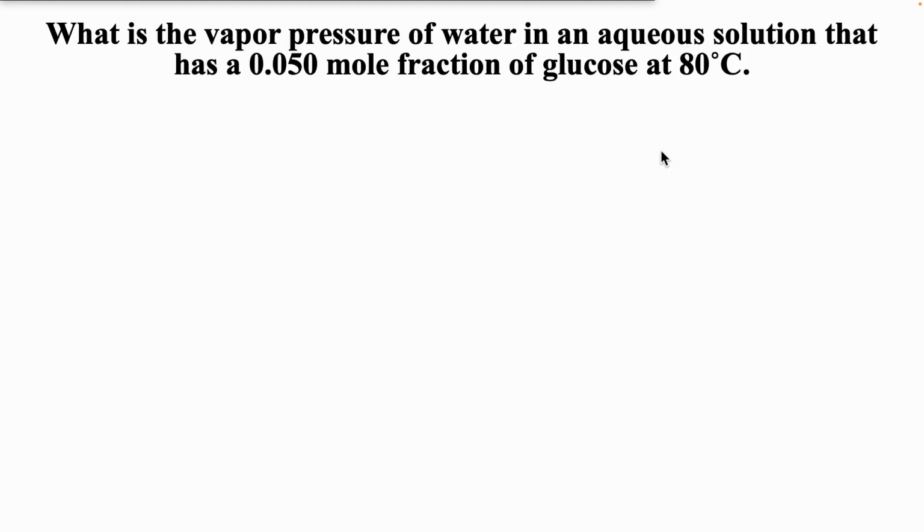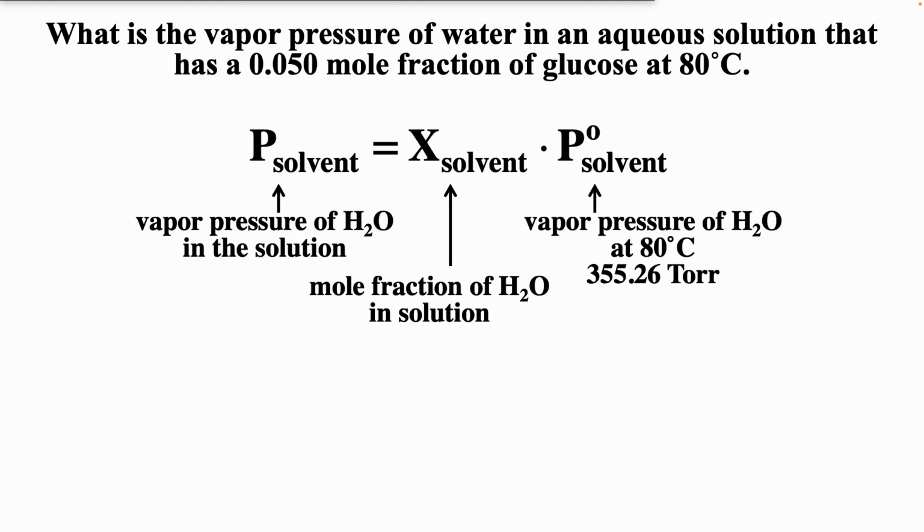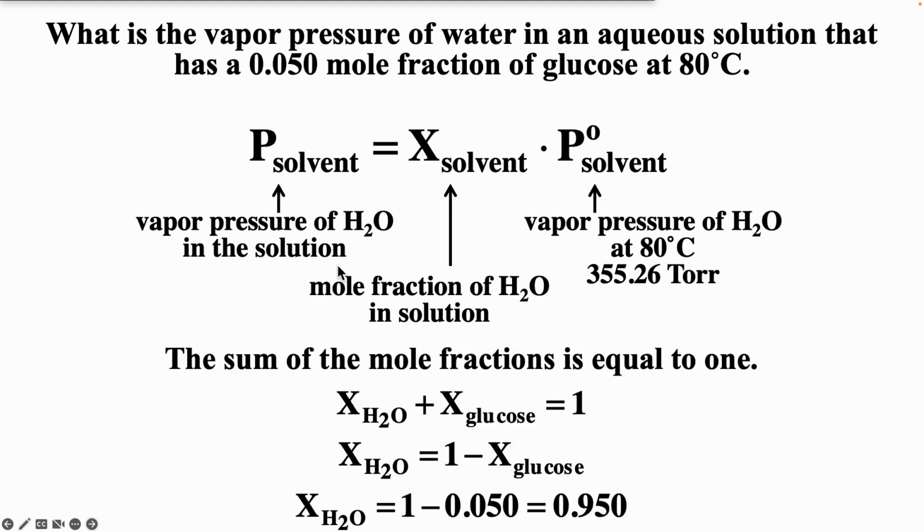And so what is the vapor pressure of water in an aqueous solution that has a 0.05 mole fraction of glucose at 80 degrees Celsius? Now this is the mole fraction for the solute. We need the mole fraction for the solvent. And so the mole fraction of the solvent plus the mole fraction of the solute has to equal 1.